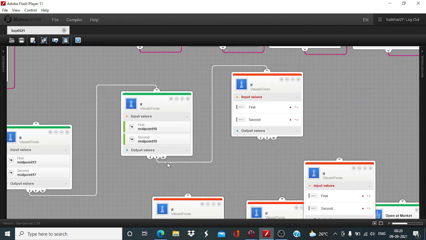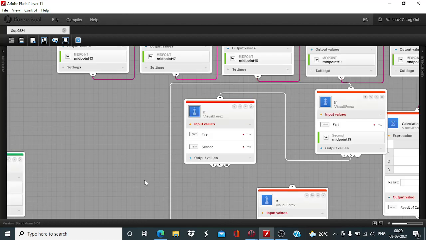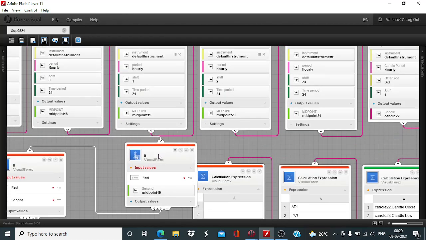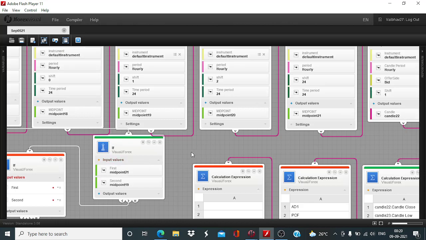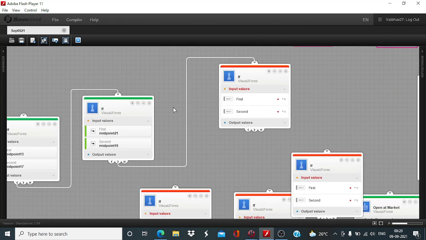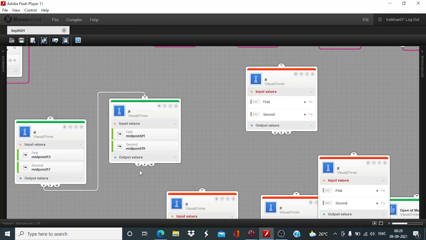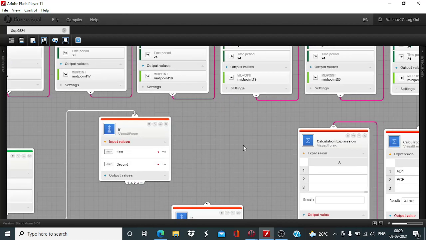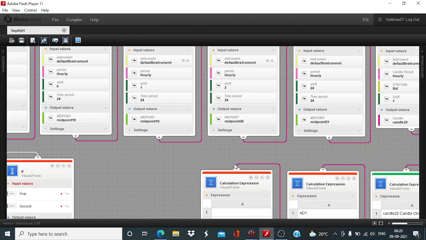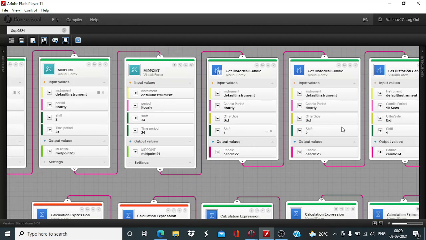So I have to change these conditions which we had defined. Midpoint 19 is in place, and we have to get midpoint 21 here. We need midpoint 19 to be greater, so I have to invert this condition. Okay, and after that we get to the closing values of these two historical candles with the look back period of 1 and 2 respectively.